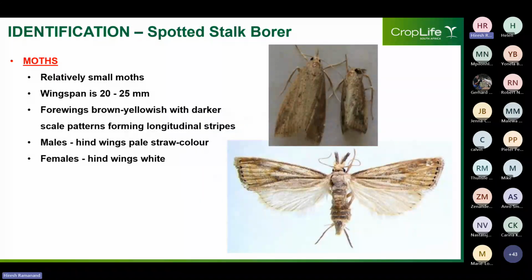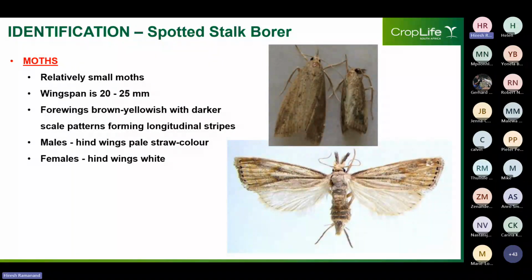Spotted stalk borer moths are relatively small moths with a wingspan of about 20 to 25 millimeters. Forewings are generally yellowish brown with darker scale patterns forming longitudinal stripes. I think that's the best picture I could come up with to depict that. In males, hindwings are pale straw color. In females, hindwings tend to be white.